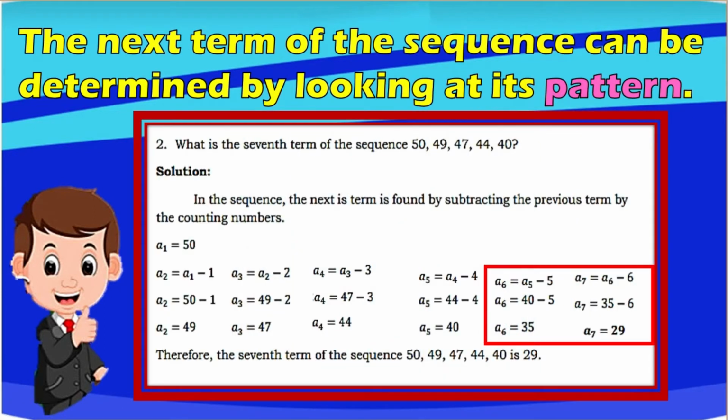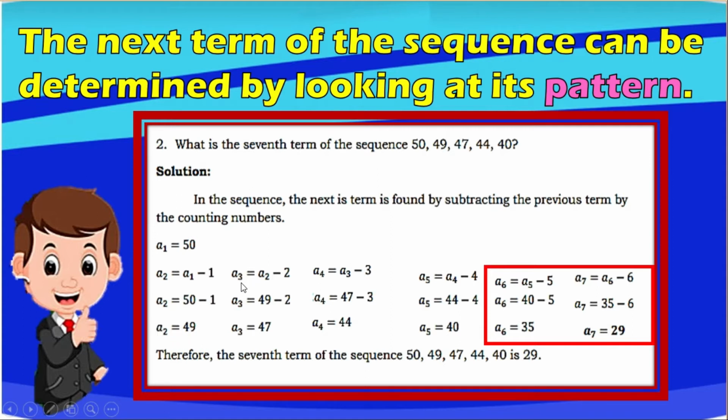How about the next example? What is the seventh term of the sequence? We have 50, 49, 47, 44, 40. Our solution would be: in the sequence, the next term is found by subtracting the counting numbers from the previous term. For example, a sub 1 is equal to 50. As you can see in its pattern, a sub 2 is a sub 1 minus 1. So 50 minus 1 is equal to 49. That is our second term.